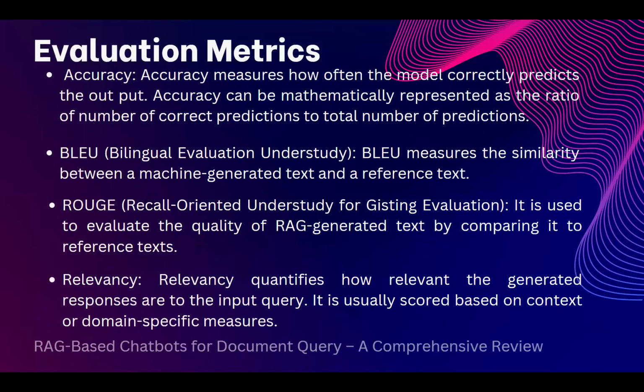The next part includes the evaluation metrics that can be used to assess the performance of RAG systems. The first one is accuracy. Accuracy measures how often the model correctly predicts the output. It is represented as the ratio of correct predictions to the total number of predictions. The next is BLEU score, bilingual evaluation understudy. It measures the similarity between the machine-generated text and the reference text.